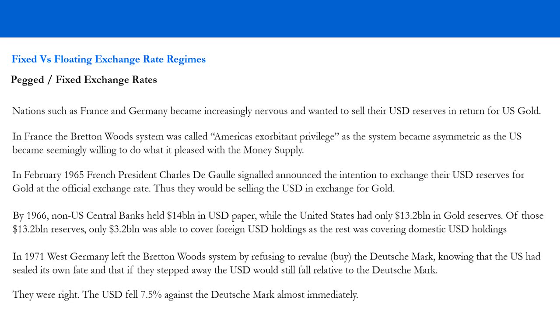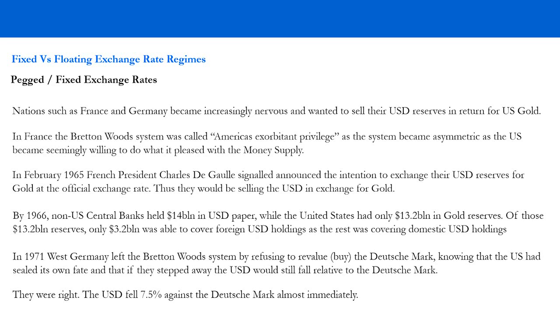And then in 1965, Charles de Gaulle, the French president at the time, signaled an announced intention to exchange their US dollar reserves, so France's US dollar reserves, for gold at the predetermined, agreed upon official exchange rate. So they would be selling their US dollars in exchange for gold.